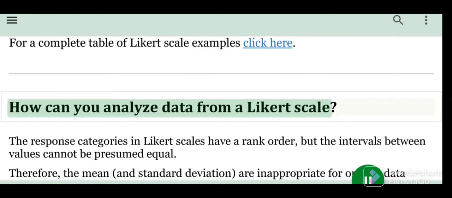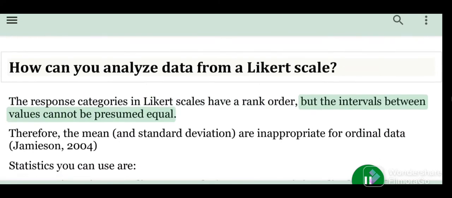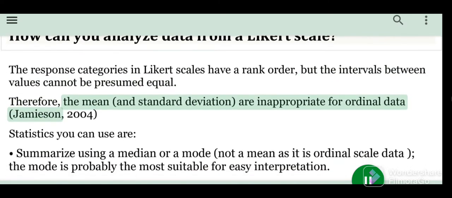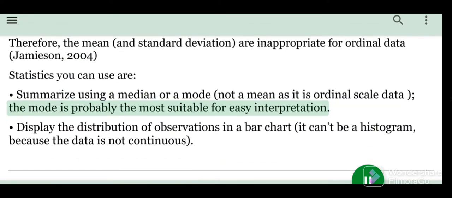How can you analyze data from a Likert scale? The response categories in Likert scales have a rank order, but the intervals between values cannot be presumed equal. Therefore, the mean and standard deviation are inappropriate for ordinal data (Jamieson, 2004). Statistics you can use are: summarize using a median or a mode, not a mean, as it is ordinal scale data. The mode is probably the most suitable for easy interpretation.